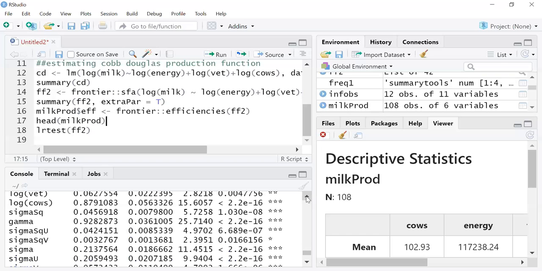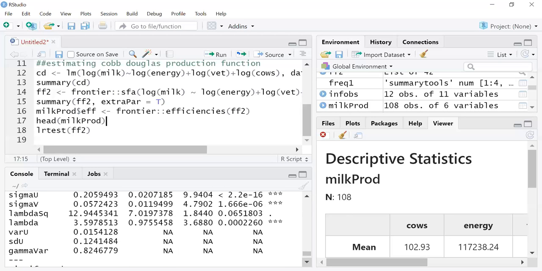Exactly. So the balance, you can calculate the balance. 82% of that 14% is due to inefficiency. So the balance will be due to noise, because the deviation is made up of noise and inefficiency. You understand what I'm saying?